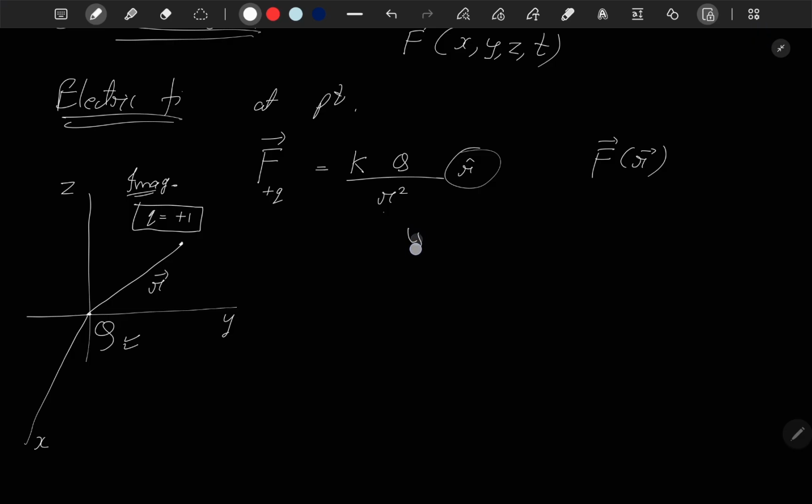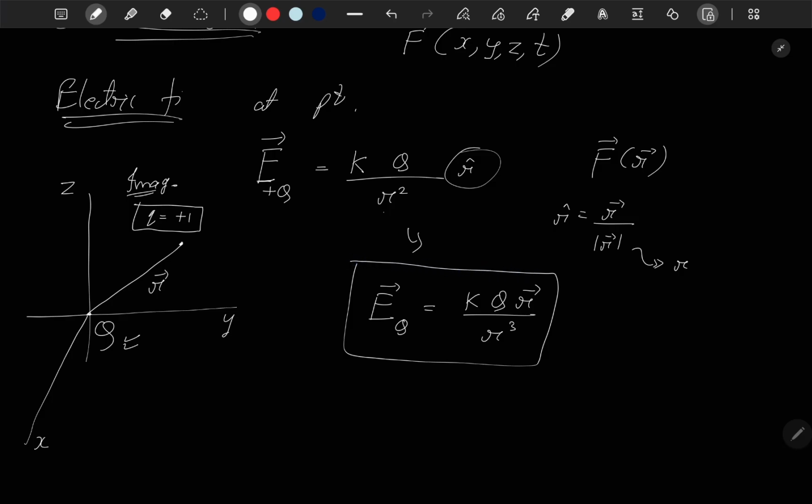We can manipulate this formula, since r cap is r vector by mod r, and mod r is just r. So force because of plus q charge, I mean, this is not force. This is an electric field because we have considered plus 1 unit charge here. So electric field due to plus Q charge is kQ r vector by r cube.